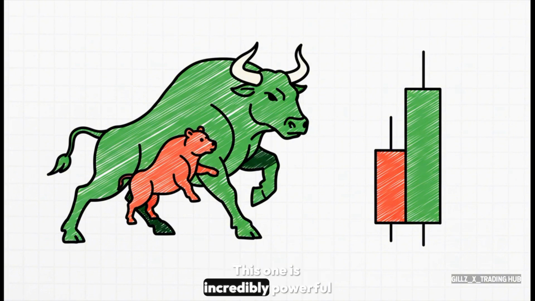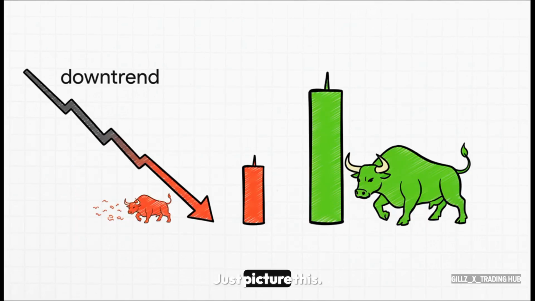All right, now let's look at a 2-candle pattern, the bullish engulfing. This one is incredibly powerful because it shows a sudden, really dramatic shift in who's in control. Just picture this. The market's been falling, right? That's our first red candle. But on the very next candle, the buyers come in with a vengeance. This new green candle is so strong, its body completely swallows, or engulfs, the entire body of the previous red one. It's such a clear visual that the buyers have wrestled control away from the sellers.